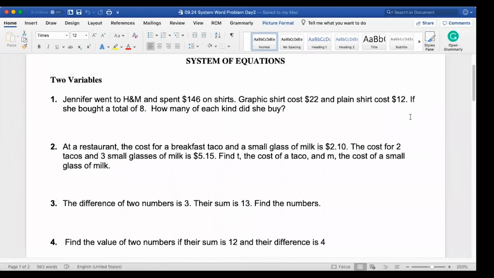Okay, class. So today we are graphing a system of equations, but first we're going to translate all this word problem into a system, so we're ready to go, right? I'm pretty sure you can do number one, but then we'll go ahead and do number two.